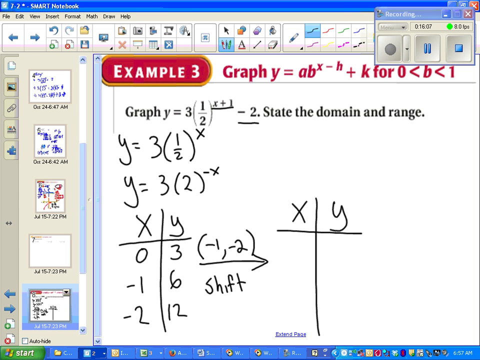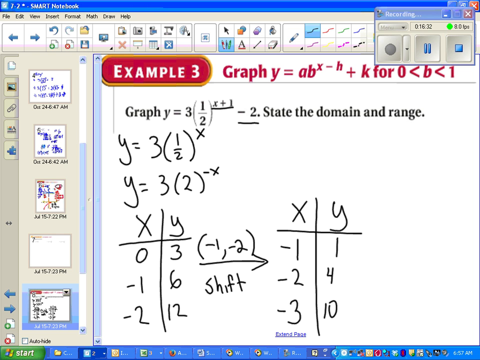So subtracting 1 from every x value makes it -1. -1 minus 1 is -2. -2 minus 1, -3. Subtracting 2 from my y values. 3 minus 2 is 1. 6 minus 2 is 4. 12 minus 2, 10. At this point, we're ready to draw the graph.